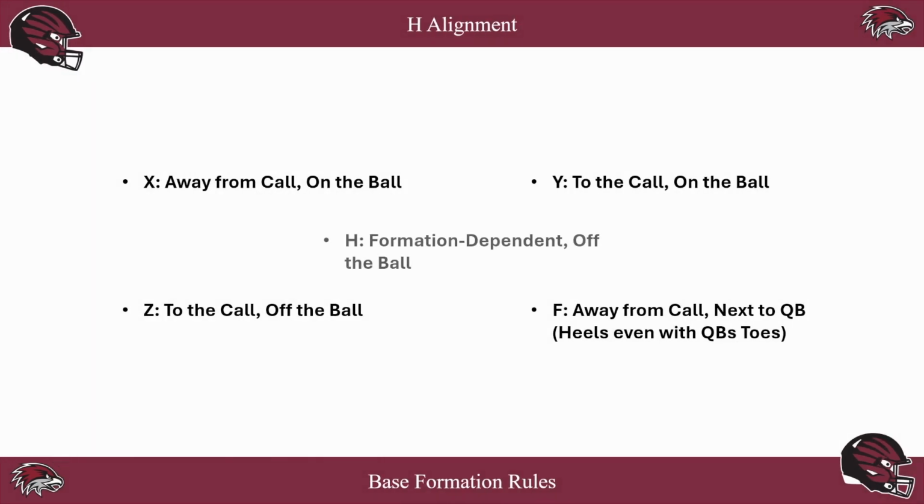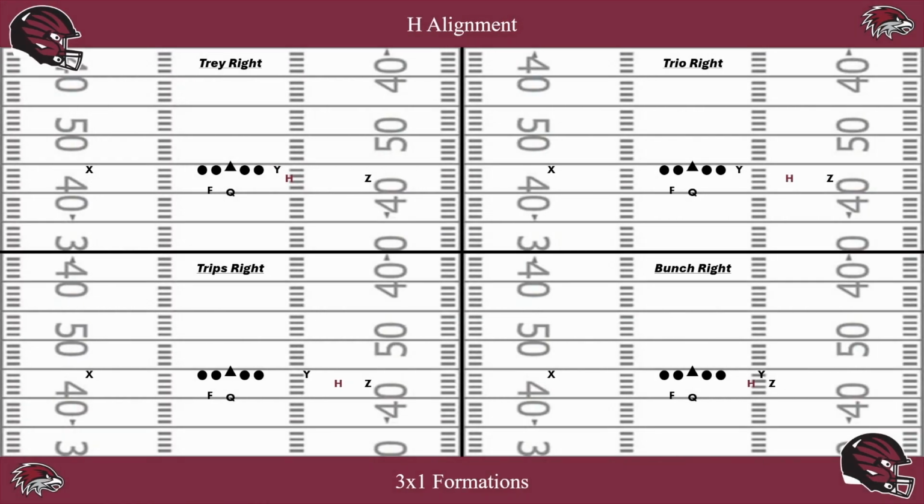Finally, we have the alignment rules for the H. The H's alignment varies by formation, but he's almost always off the ball. In all of our 3x1 formations, the H will align to the call side as the number 2 wide receiver, with the exception of bunch, where he will be the inside player.